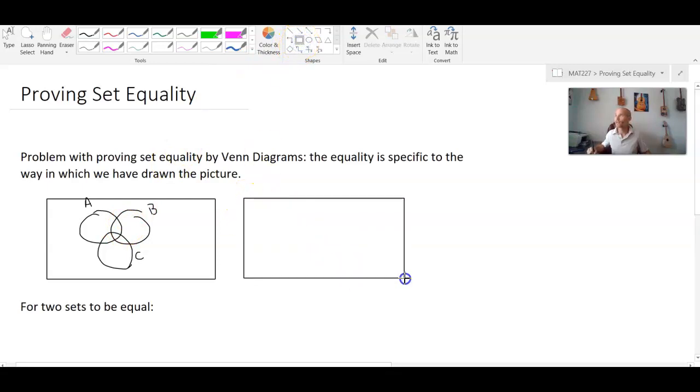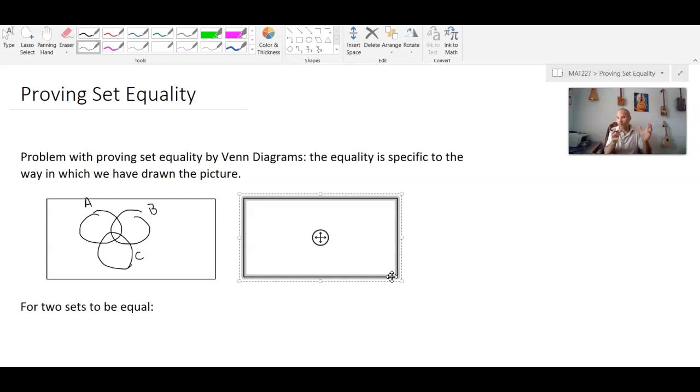If we had drawn it differently, we would basically have to redo our intuitive shading of the Venn diagram for one side of the equation, and then do the shading for the other side of the equation and show that those two shadings are identical. So because there are so many ways that A, B, and C could look, here's another picture.